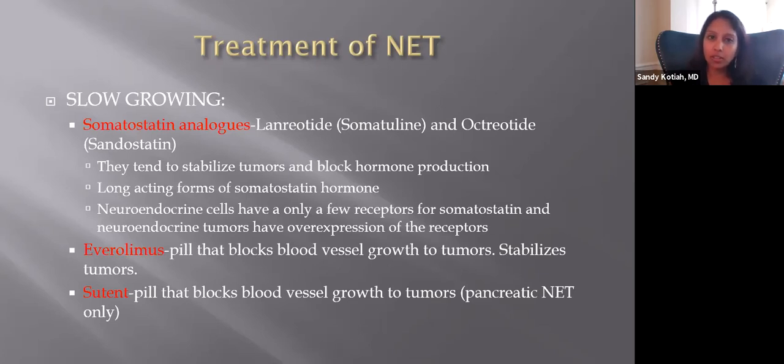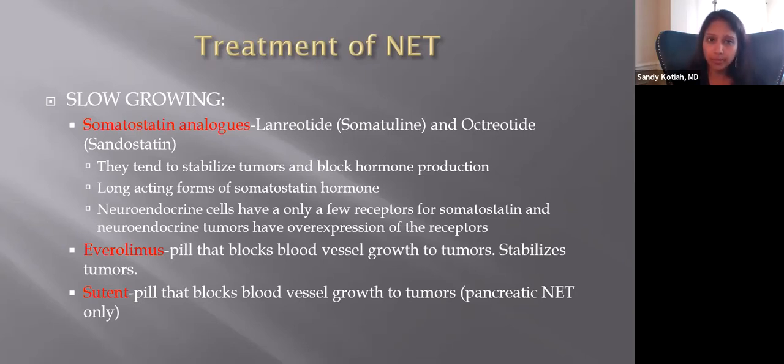Somatostatin analogues is a class of drugs where you're making a long-acting form of somatostatin, which is a hormone that regulates other hormones. And it regulates how much insulin your pancreas makes in response to whether you're exercising, whether you're eating. And most of the neuroendocrine tumors have overexpression of those receptors. So we've discovered that the somatostatin analogs can slow down the growth of these tumors. So that's one class of drug that we use that tends to be well tolerated, is an injection that you get monthly.